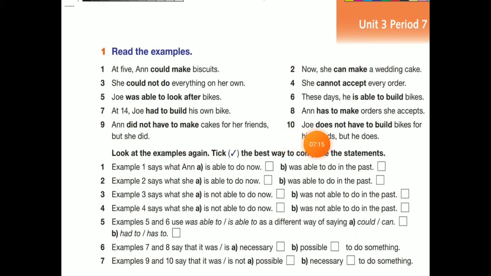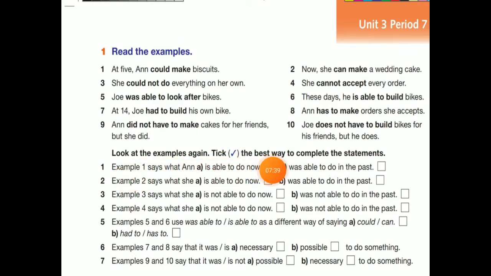Number 10, Joe doesn't have to build bikes. We are talking about the present. It is not necessary for Joe to build bikes for his friend, but he does. ليس من الضروري أن يصنع Joe الدراجات ولكنه يصنع.